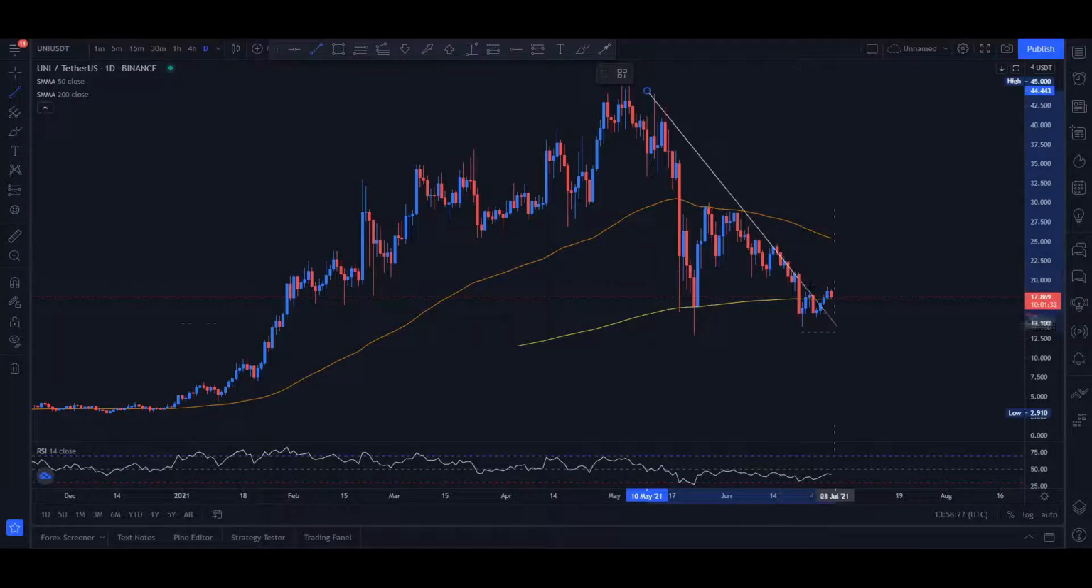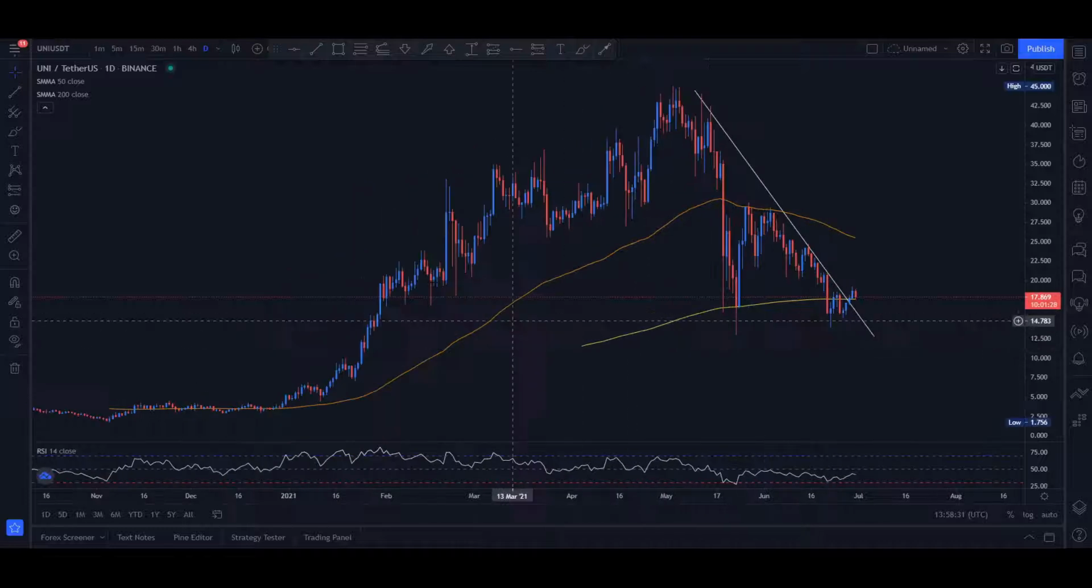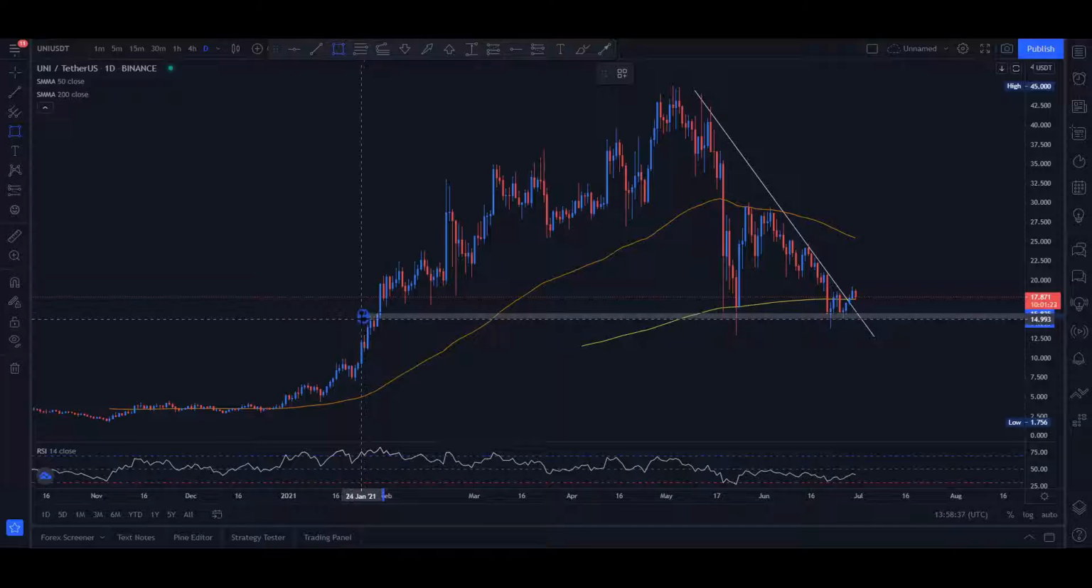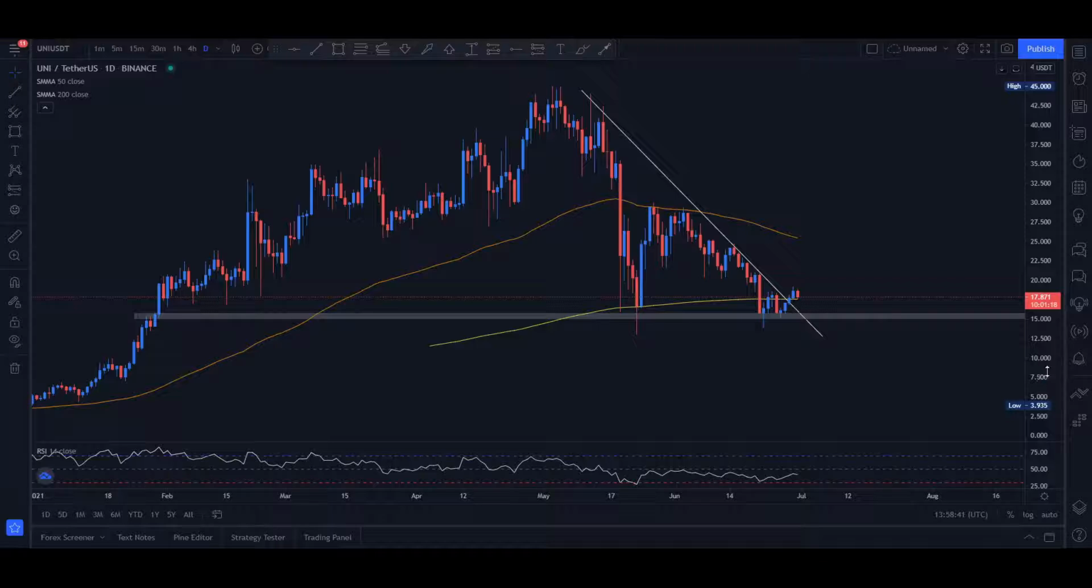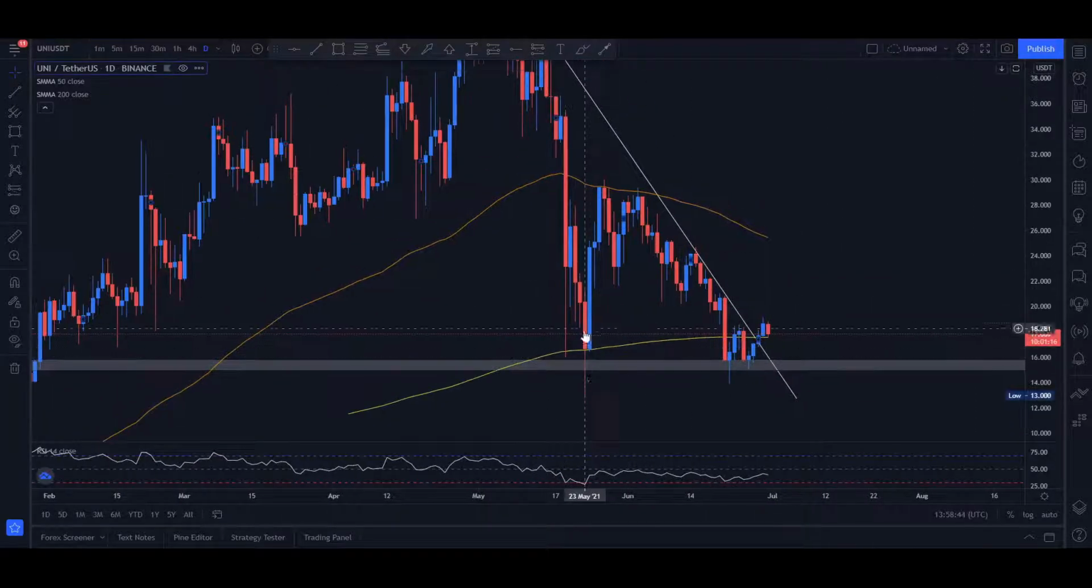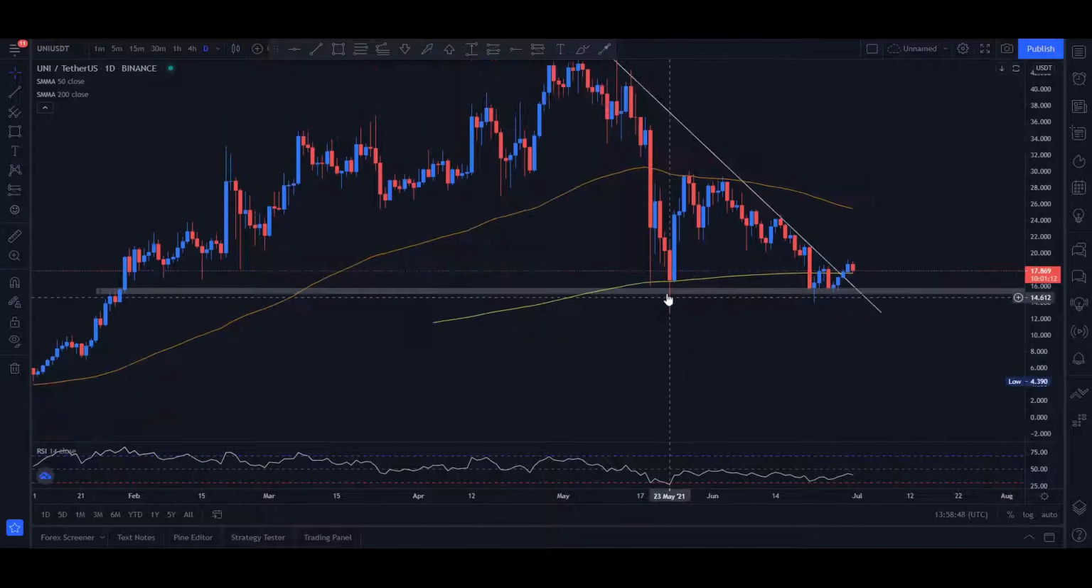So let's get right into Uniswap. We can see a downtrend right here being broken out of. We can see some interesting technicals that we're going to cover right about now. Okay, so we have a price floor at about the $15 mark. This is a very important price floor because, as we can see, the price continually sort of bounces up and down from it, right? So at this point, we see a liquidity wick.